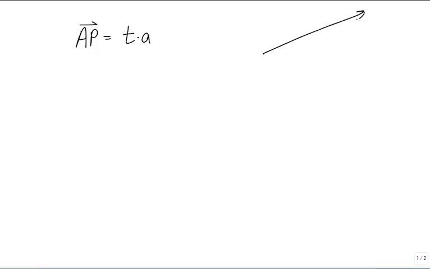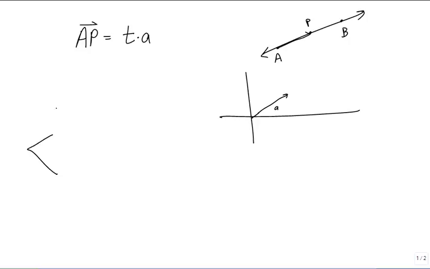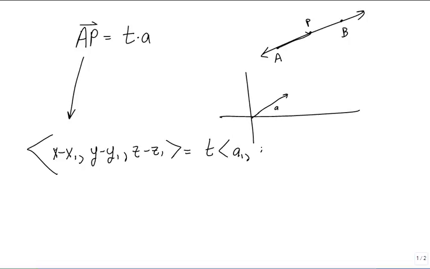Okay, remember our line here is A, B, and P is the point on the line, so AP and A, the vector representation, which is down here, have to be parallel. They're in the same direction. So, AP, its vector representation is x minus x1, y minus y1, z minus z1, and A is A1, A2, A3, let's say. So we get, each component has to be equal.